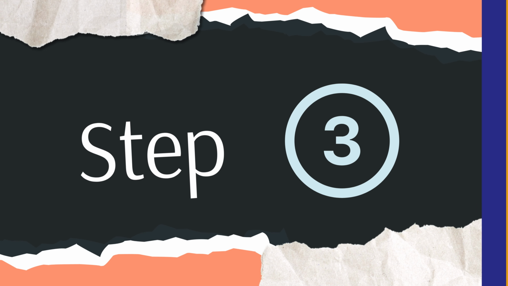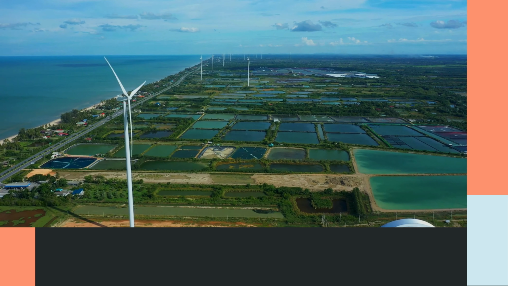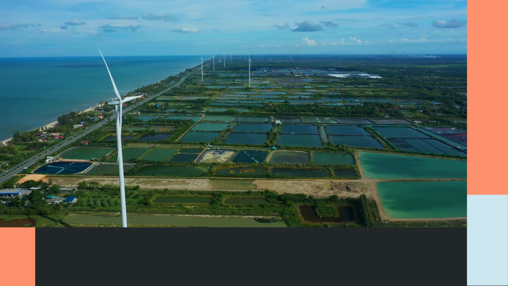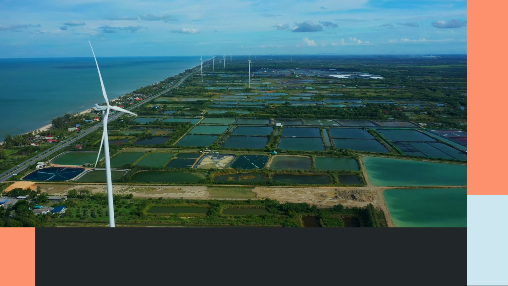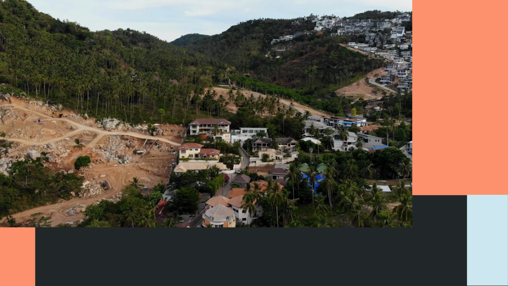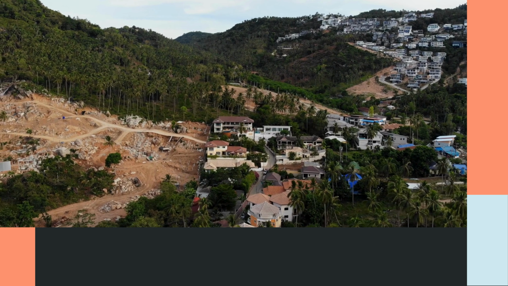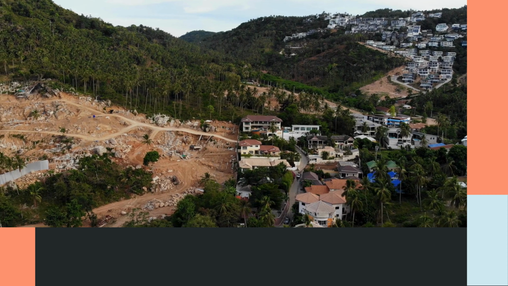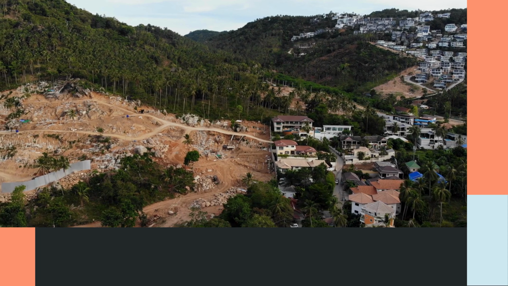Step number 3. Narrow down your focus. Sustainability issues are often broad and complex, so it's crucial to narrow down your focus. Consider specific aspects or angles of the issue that intrigue you the most. For example, if you're interested in climate change, you might focus on the impact of deforestation on carbon sequestration in tropical rainforests.